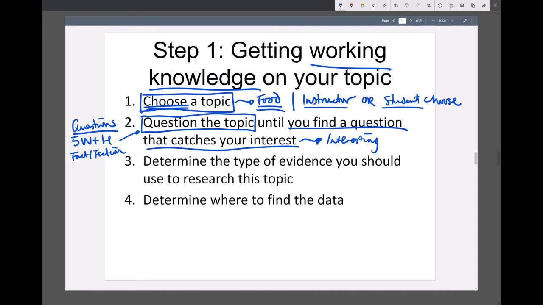Something that the reader and you can agree or disagree with. Okay.